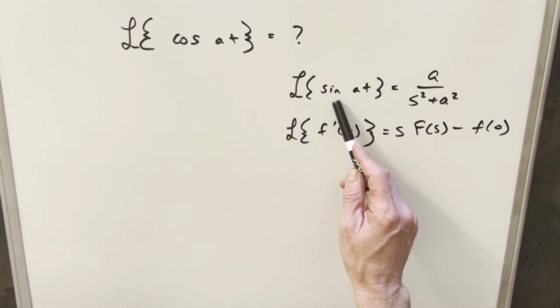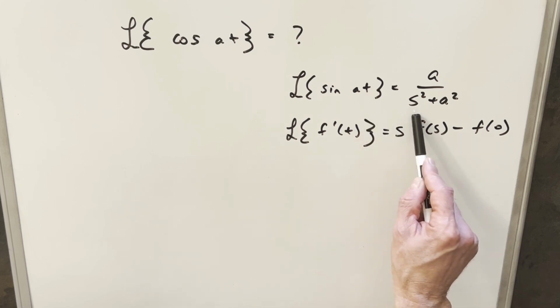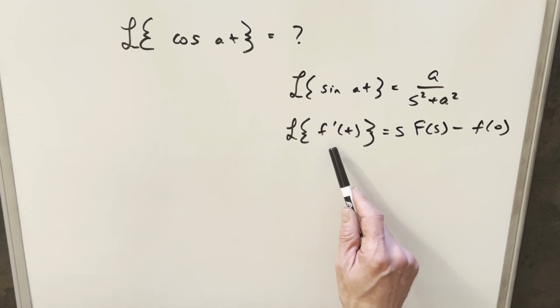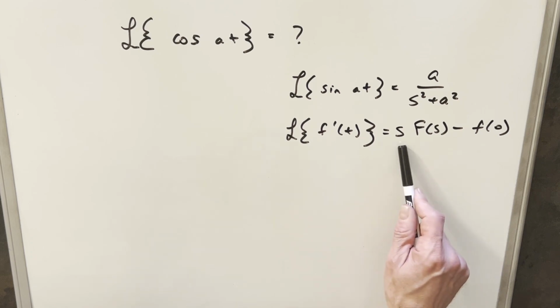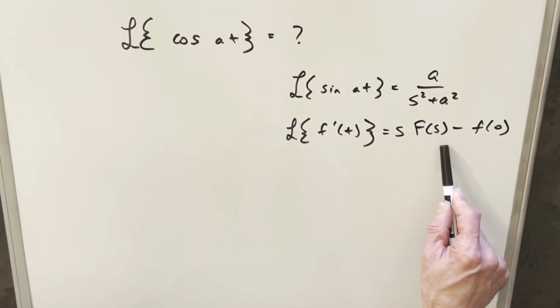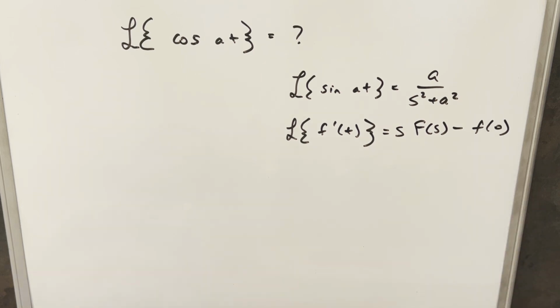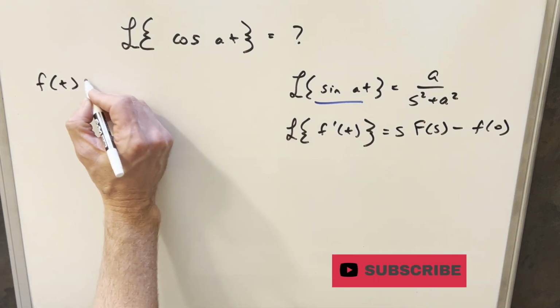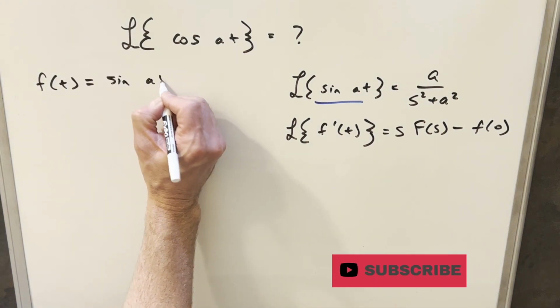So I recently did the Laplace of sine at, and we have this value, a over s squared plus a squared. And we have this formula for a derivative. The Laplace of the derivative of some function f of t is s, capital F of s minus f of 0. Okay, now to start with, for my f of t, I'm going to use just this sine at value. So we're going to set f of t equal to sine at.